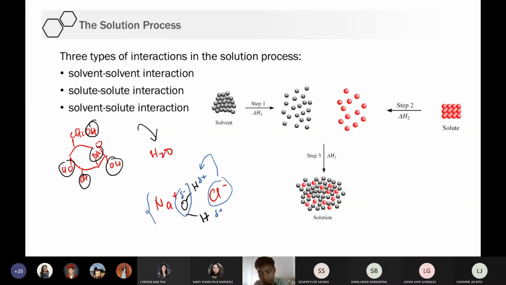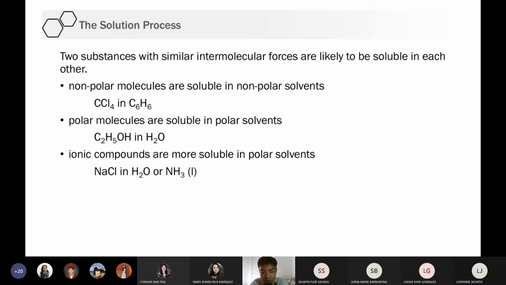Okay? So, pero again, may limit din yan, no? Kasi mag-crystallize yan kapag sumobra na. Okay? So, yun yung mga kailangan natin i-consider when we are preparing solutions, no? So, depending on the intermolecular forces of attraction, we can have a solution or not, no? So, if you want non-polar solution, that means you should have non-polar solute and non-polar solvent. No? For example, carbon tetrachloride in benzene.